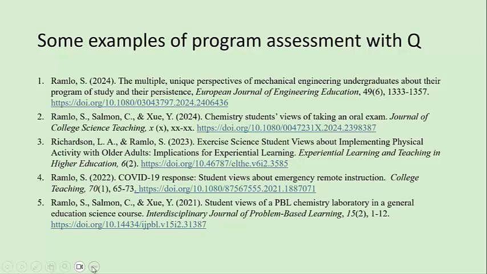And then I have some articles written with Mike and Carrie, some others on exercise students' perceptions of physical activity, and one about treatment for obesity in exercise science, with one of my former grad students, Laura Richardson. So there's actually quite a bit, and this is not even all of the program assessment work I've done.